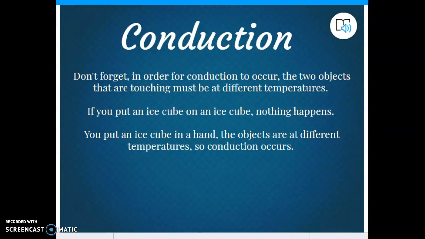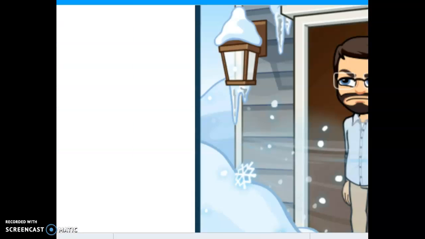Don't forget, in order for conduction to actually happen, the two objects that are touching have to be different temperatures. Maybe you built a snowman, and the big ball and the one on top of it are the same temperature. There's no heat exchange going on. If you put an ice cube on top of an ice cube, there's no heat exchange. However, when you put that snowball or ice cube in your hand, the objects are now at different temperatures, and conduction can occur.